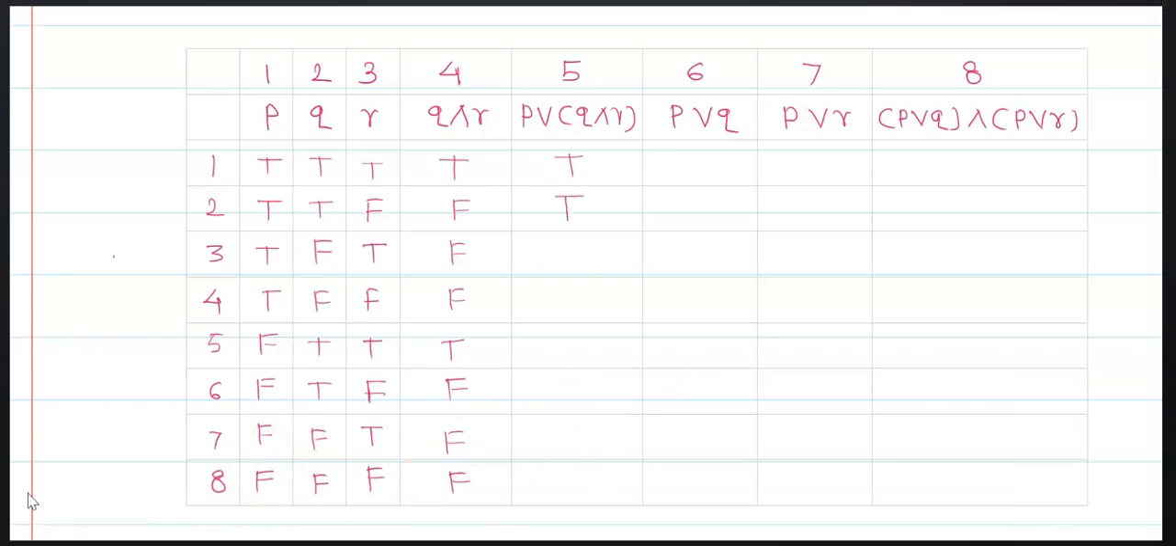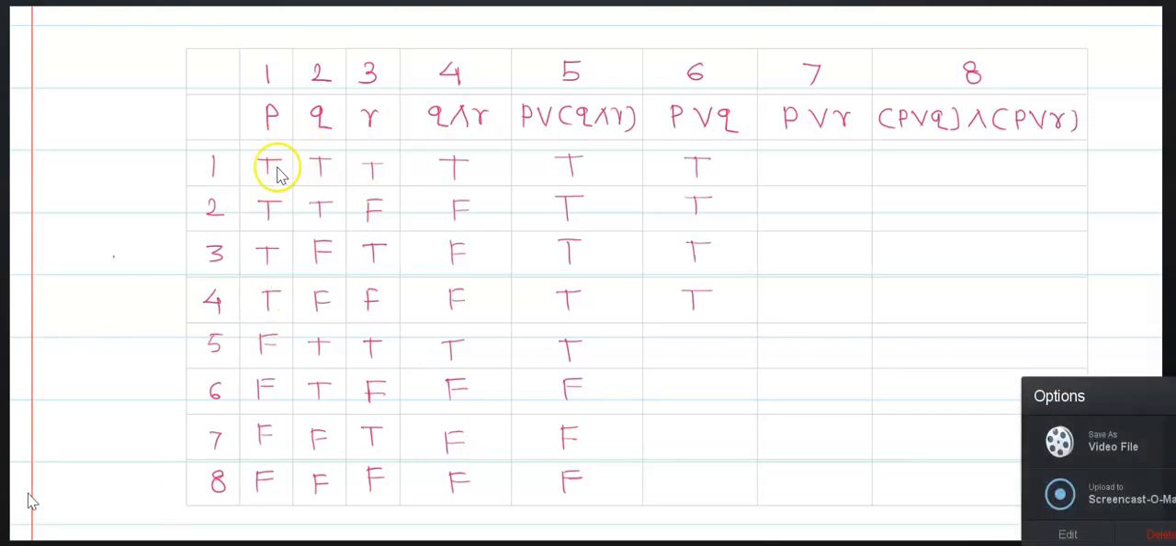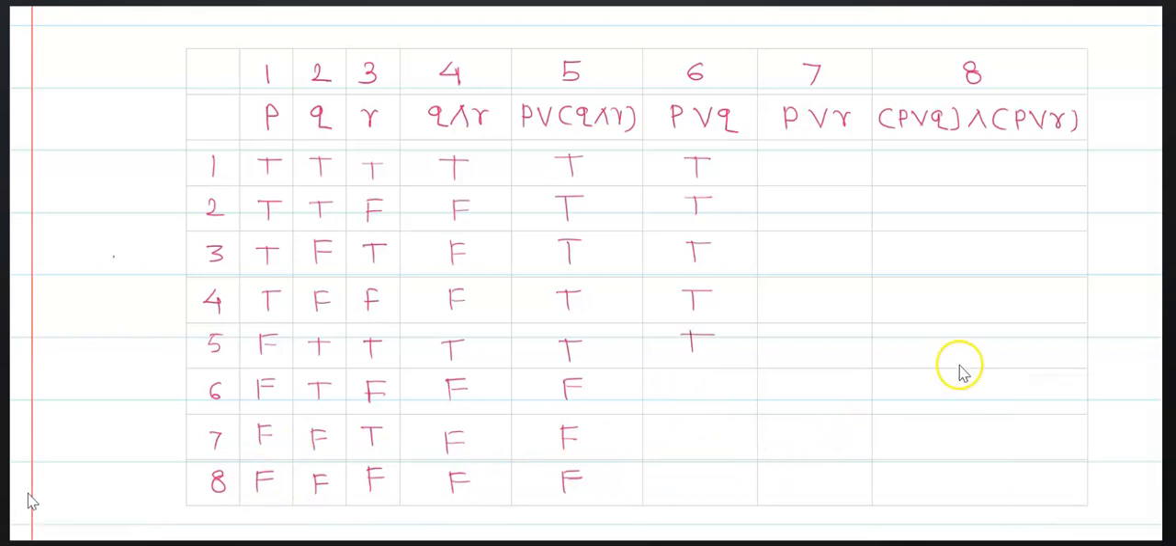Now the next is P or Q. Now to find the OR between P and Q: T, T, T. The second will be T, third T, fourth T, fifth T, sixth also T. Seventh is F, eighth is also F. Now P or R: T, T is T, TF is again T, TT is again T. Sixth is F, and the last is F also.